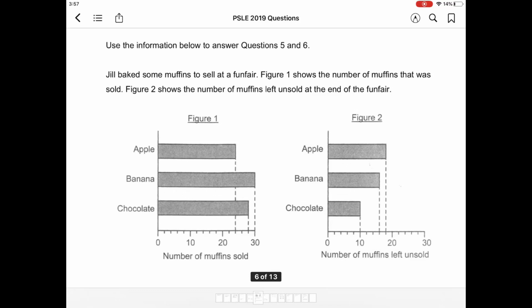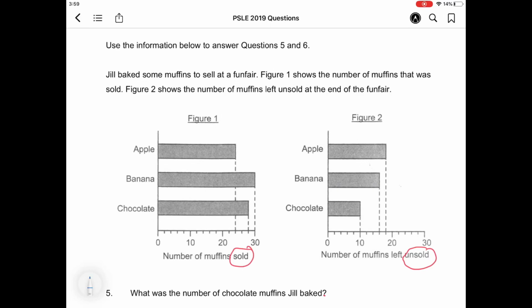Use the information below to answer question 5 and 6. Jill baked some muffins to sell at a fun fair. Figure 1 shows the number of muffins that was sold. Figure 2 shows the number of muffins left unsold at the end of the fun fair. So make sure you read the question carefully. Figure 1 is about the number of muffins sold, and figure 2 is about the muffins that are unsold. For questions on graph, you got to read the scale carefully. Every interval has a value of 2. Write down the quantities for each category so that it reduces the chances of you making careless mistakes.